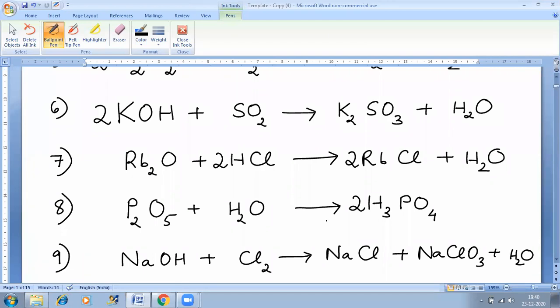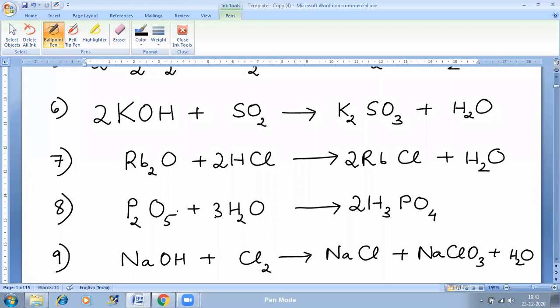Coming to hydrogen. 2 into 3 is 6 hydrogen atoms on the right hand side. On the left hand side, I have only 2 hydrogen atoms. I can multiply 3 here, so that now hydrogen is 6. So 3 into 2 is 6 here and 2 into 3 is 6 here. So hydrogen has been balanced.